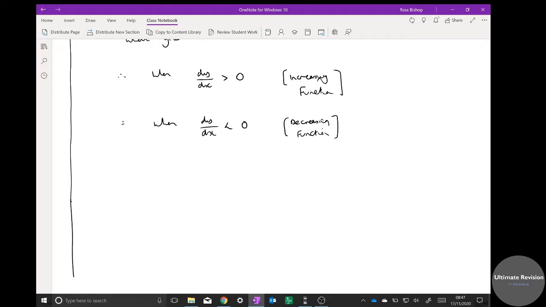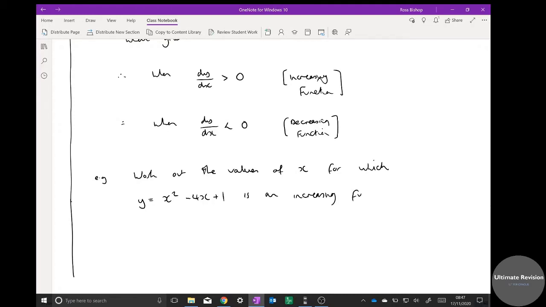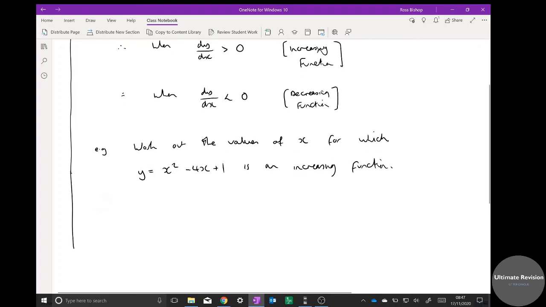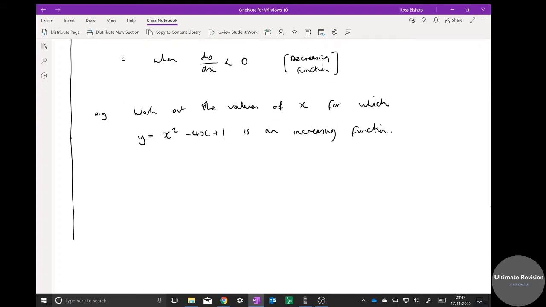Right, okay. I think it's worth going straight into an example with these. So for example, work out the values of x for which y equals x squared minus 4x plus 1 is an increasing function. Okay, classic sort of exam question that, probably a 3 or 4 marker. Work out the value of x for which y equals x squared minus 4x plus 1. So it's an increasing function.